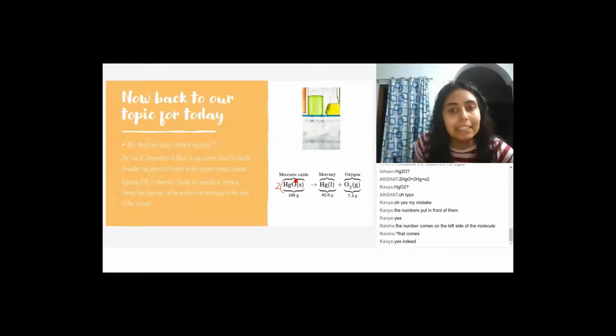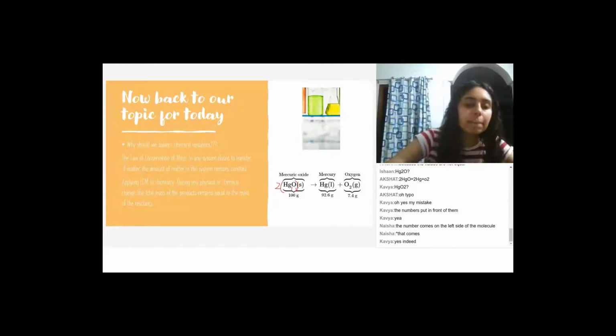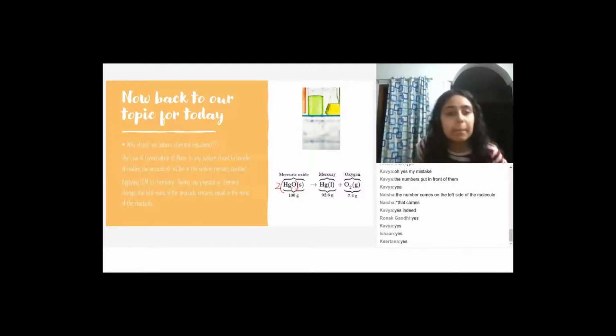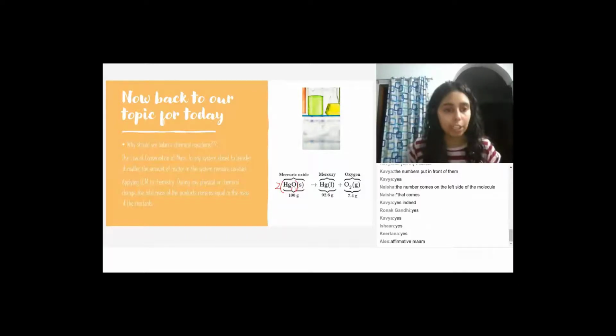So for example, if I put 2 over here, what does that do? The number of atoms of mercury is 1. Number of atoms of oxygen is also 1. Now I have put the big number 2 on the left hand side. So 2 will multiply with 1 and 1. And basically I'll end up getting 2 atoms of mercury and 2 atoms of oxygen. Is that clear to everyone? Okay, so big numbers are numbers that you put to the left hand side of a compound or a molecule.